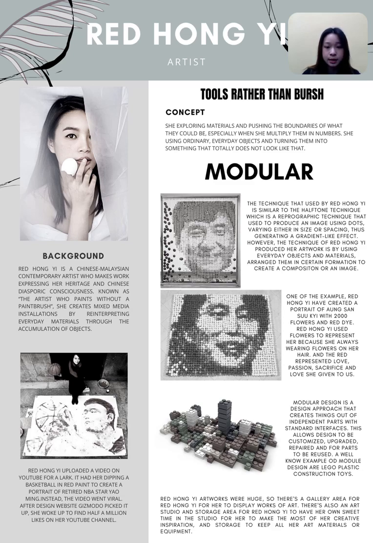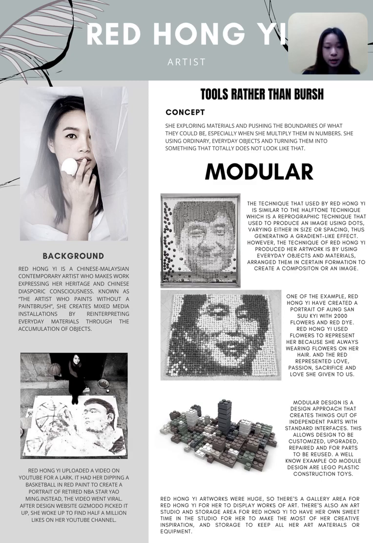So first of all, let's start with my client. My client is artist Red Hong Yi and she is a Chinese Malaysian and also an architectural designer. She is known for using everyday objects and material that she bought at a road market or Alibaba for her artwork and art installation to transform her understanding as an artist who paints without a paintbrush. For example, she used a basketball and red paint to create a portrait of retired NBA star Yao Ming.